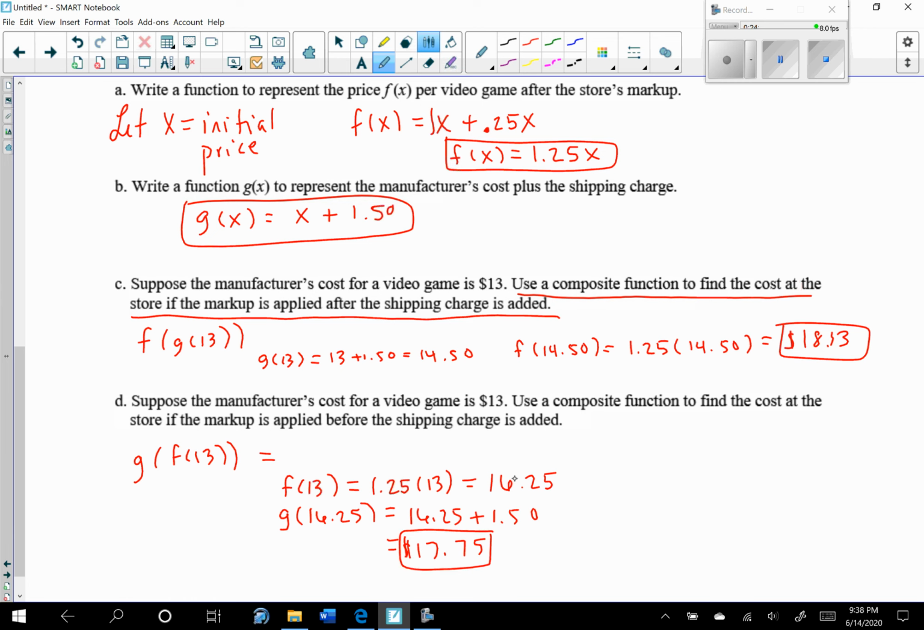And so notice that for this problem, it does matter which order you do the composite function in. If you do the shipping charge first versus second, one will charge you more than the other. And that is all for our composition of functions.